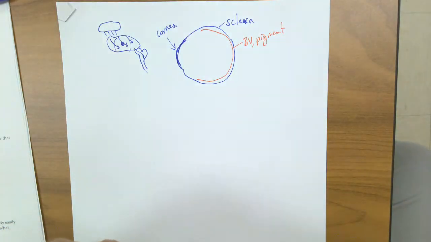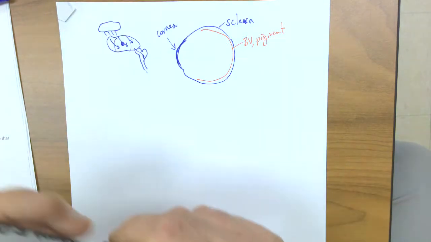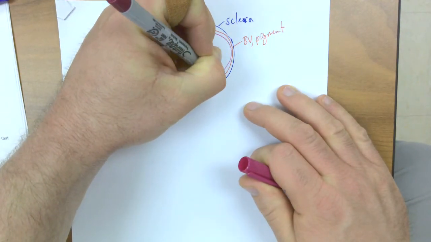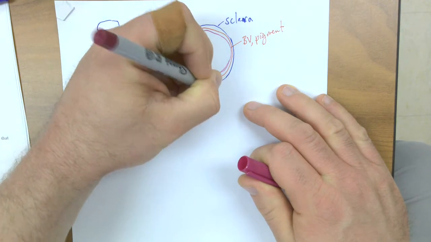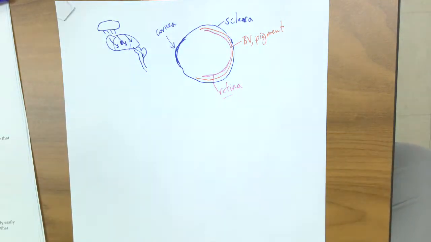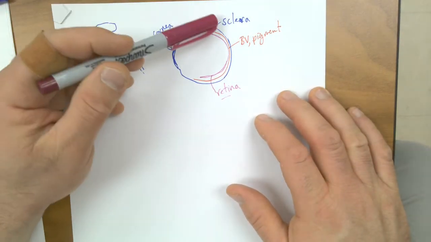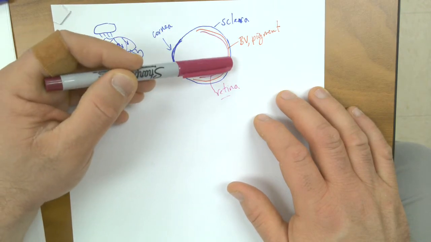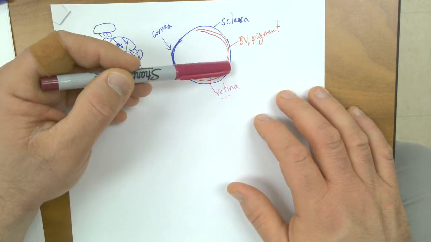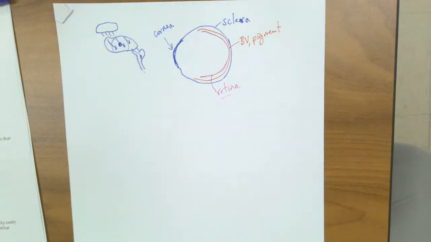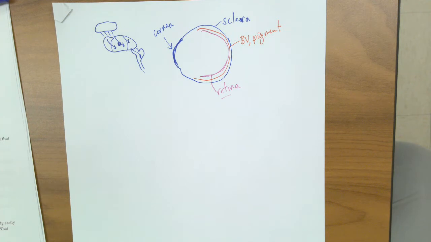And then the innermost layer of the eye is, oh boy, that's similar color. That's the retina. And the retina has rods and cones to help absorb the wavelengths of light. So three layers of the eye to know. The sclera is the white part of the eye. That's tough and protective. The choroid is the middle layer of the eye, and that has blood vessels and pigment. And then the retina is the innermost layer, has the rods and cones to absorb light energy.